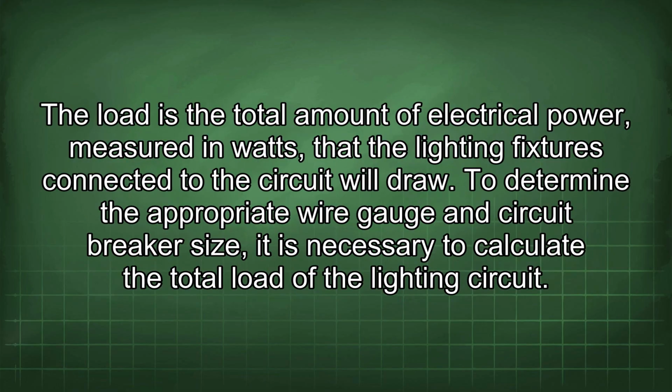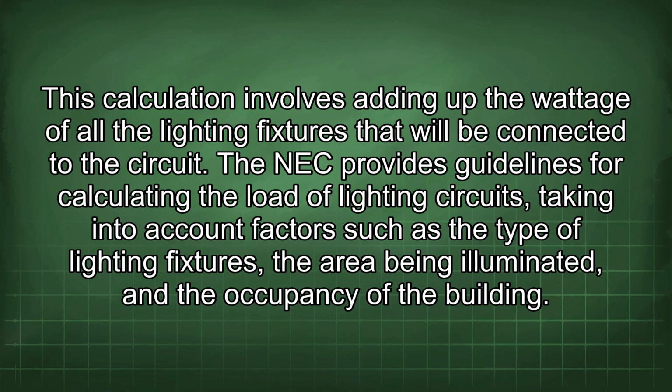The load is the total amount of electrical power, measured in watts, that the lighting fixtures connected to the circuit will draw. To determine the appropriate wire gauge and circuit breaker size, it is necessary to calculate the total load of the lighting circuit. This calculation involves adding up the wattage of all the lighting fixtures that will be connected to the circuit. The NEC provides guidelines for calculating the load of lighting circuits, taking into account factors such as the type of lighting fixtures, the area being illuminated, and the occupancy of the building.